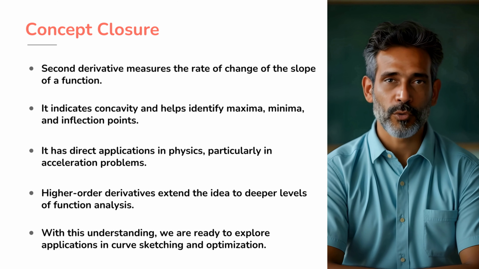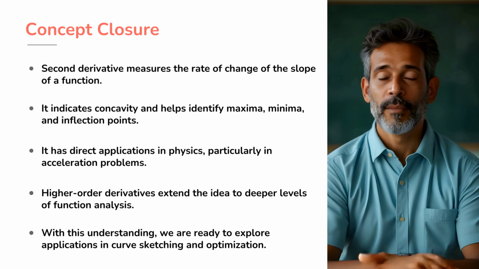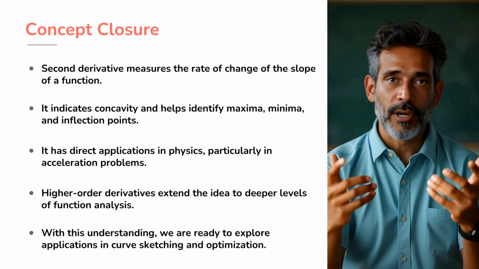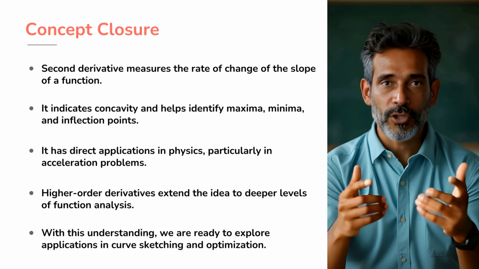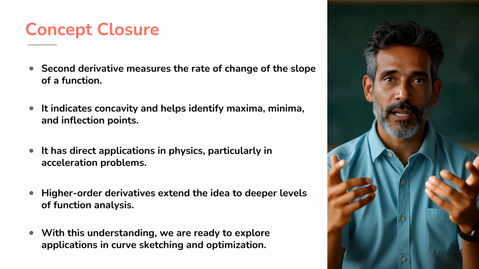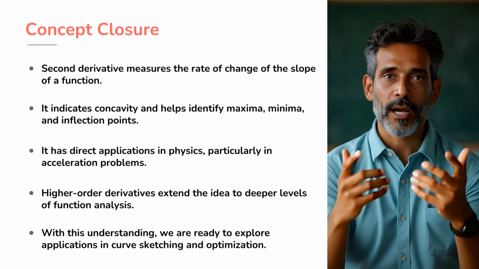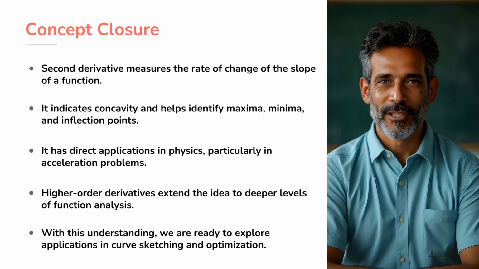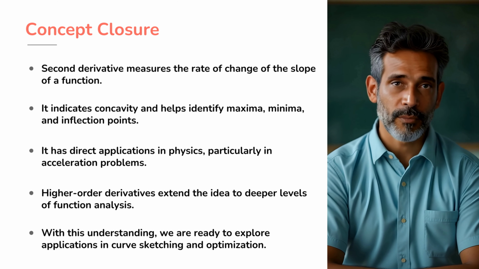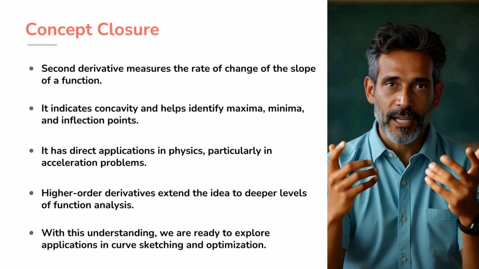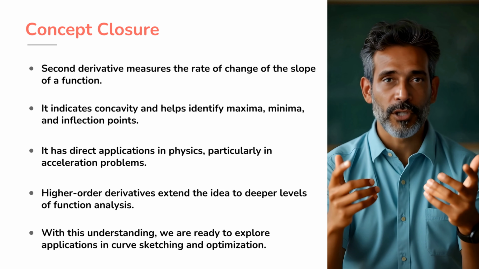Let's take a moment to recap today's discussion. We started with the idea that the second derivative measures the rate of change of the slope of a function. We then defined it formally as d squared y by dx squared. We saw how higher derivatives can be calculated and how they reveal deeper patterns in functions. Geometrically, we learned that the second derivative determines concavity and points of inflection.